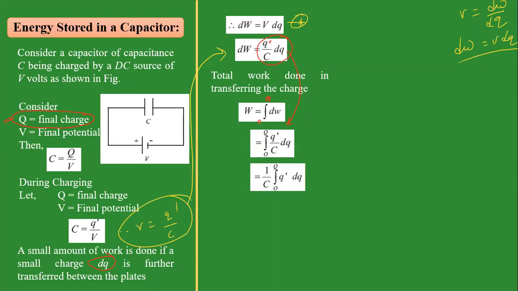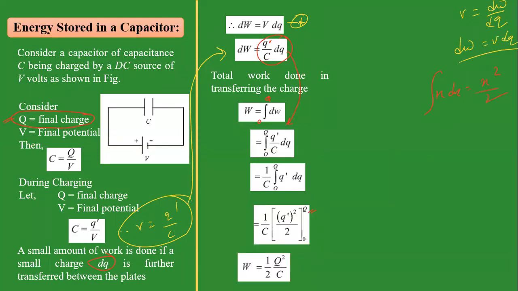Now the integration of x dx is x square by 2, so q dash dq gives q dash square by 2. Now we substitute the limits: upper limit, then minus sign, then lower limit. We can write 1 by C into Q square by 2 minus 0 square by 2, which is 0. So we get the formula 1 by 2 Q square by C. This is the formula of work done.